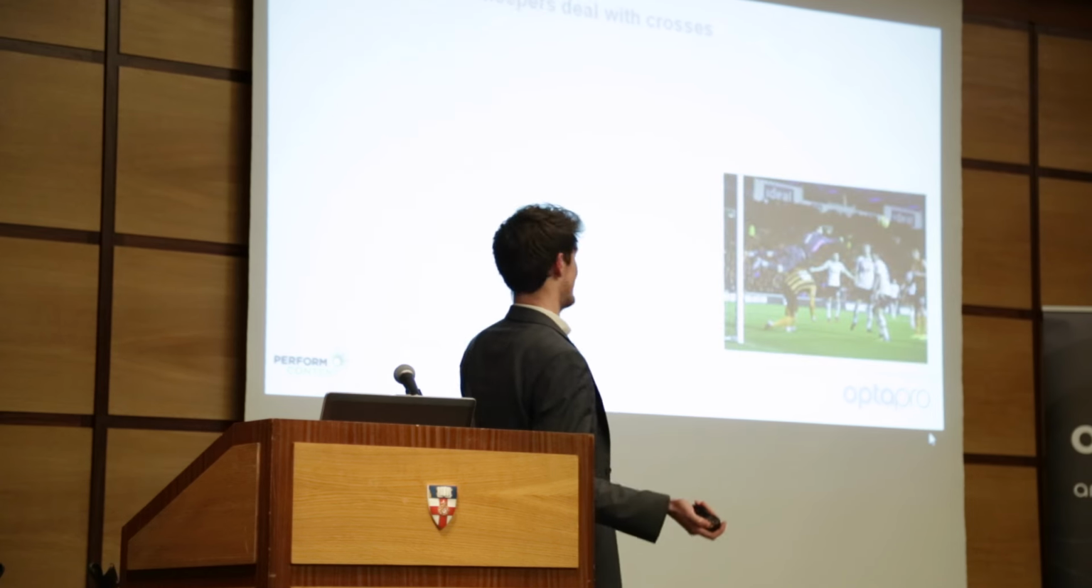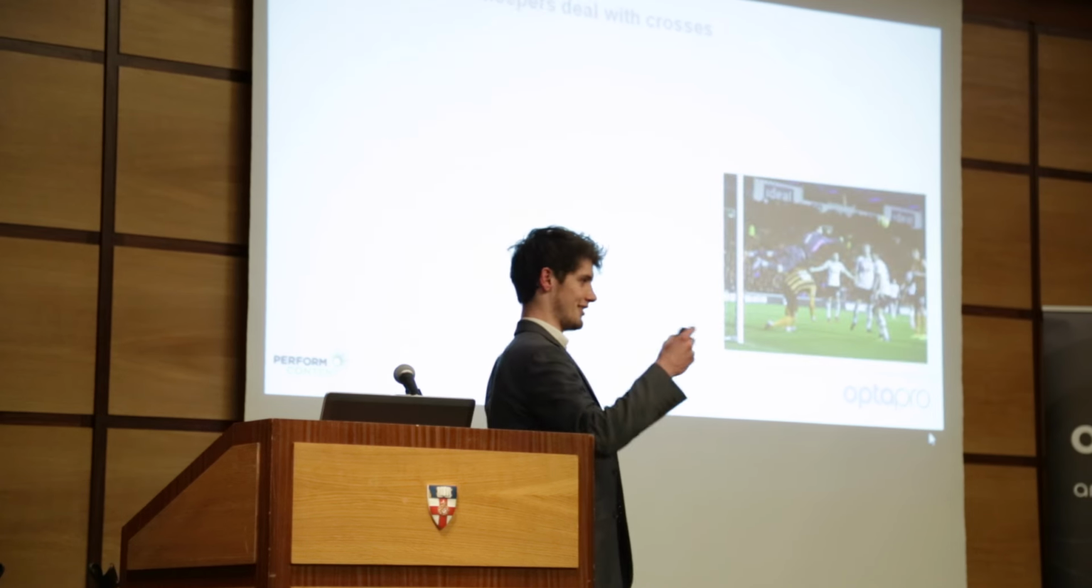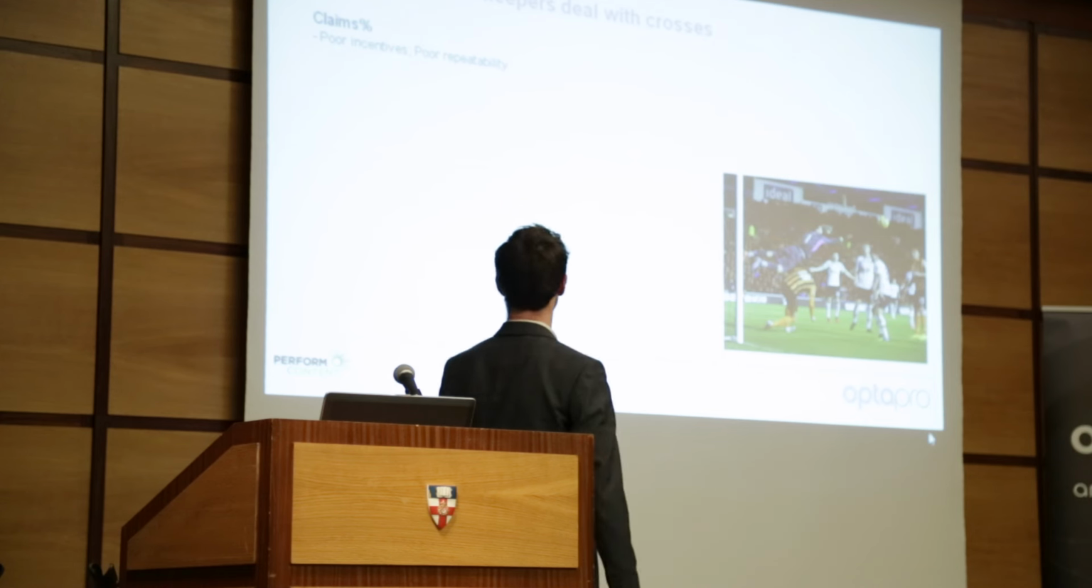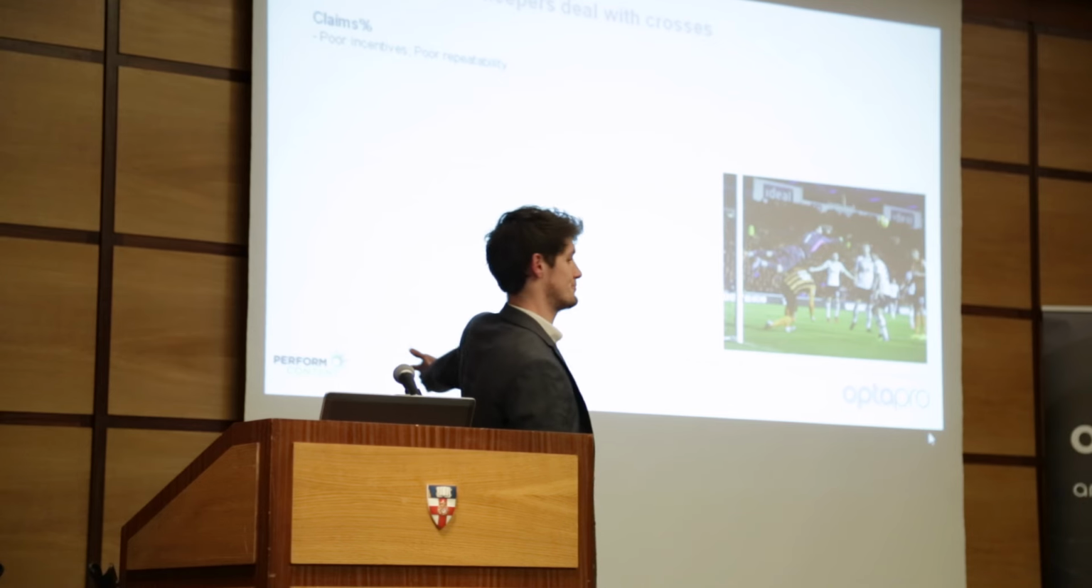So how can we quantify how keepers deal with crosses? It's all well and good having an idea of why it might be useful. We could look at claims percentage, for example, which would simply be claims over claims plus fails, which would be an easily calculable metric. But the problem is there is literally no repeatability from season to season on a linear regression, so it's kind of useless. Additionally, it offers poor incentives.